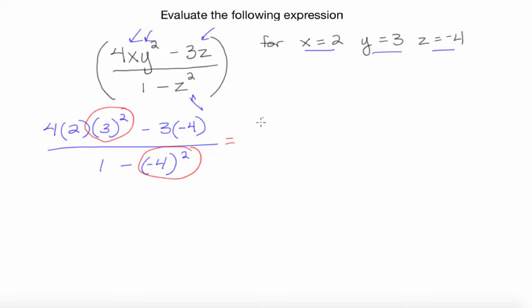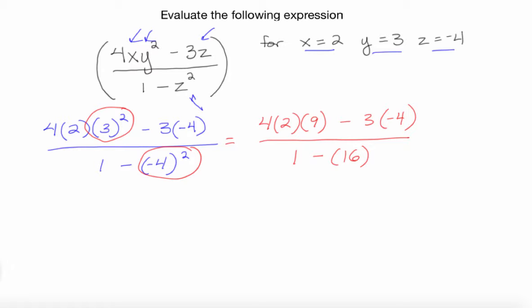So we've just got 4 times 2 times 3 squared, which is going to be 9. And it's only the 3 being squared. I still have -3 times -4 on the top. And then on the bottom, we've got 1 minus, and -4 squared becomes +16.